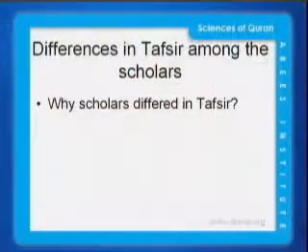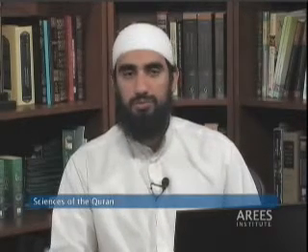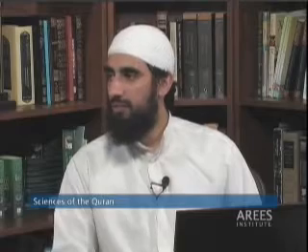Now we will discuss the differences amongst scholars, and why they differed in tafsir. Some people ask this question: you have one book, which is the Quran, so why did they differ in tafsir? First of all, you need to remember that the differences among the scholars are not differences of contradiction. Which means they did not say about one thing, it is halal, and other scholars said about the same thing, it is haram. Or one scholar said it is 4, and another scholar said it's 2. We don't have this kind of contradiction.